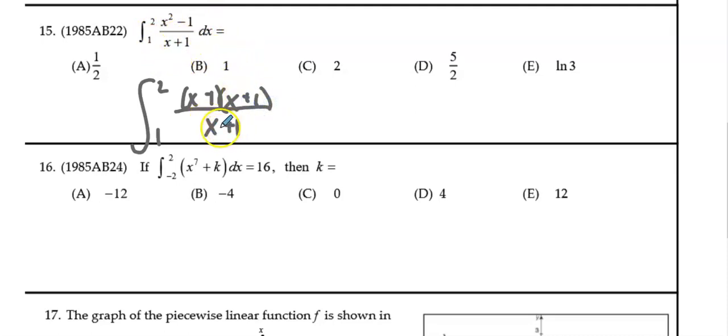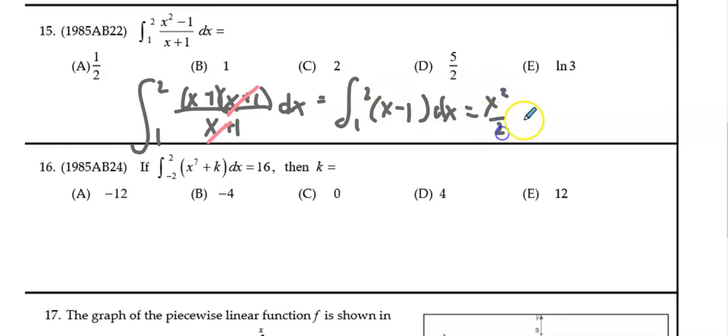So again, this is just another way of having you rewrite. I'm going to go ahead and cancel out these factors right here, and then I'm going to be left with the integral from 1 to 2 of just x minus 1 dx. This becomes a really easy question then, right? It's just x squared over 2 minus x, and we're going to evaluate that from 1 to 2. So we plug in 2 first. 2 squared is 4. 4 divided by 2 is 2. Minus 2.